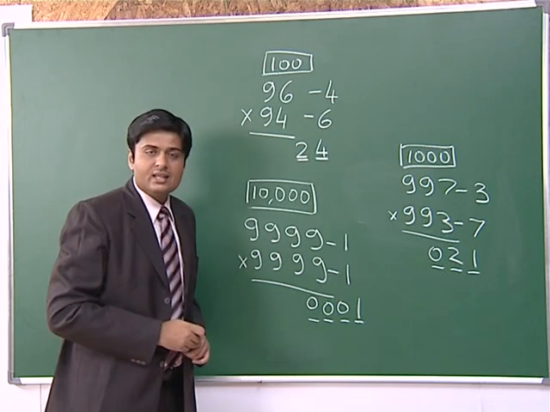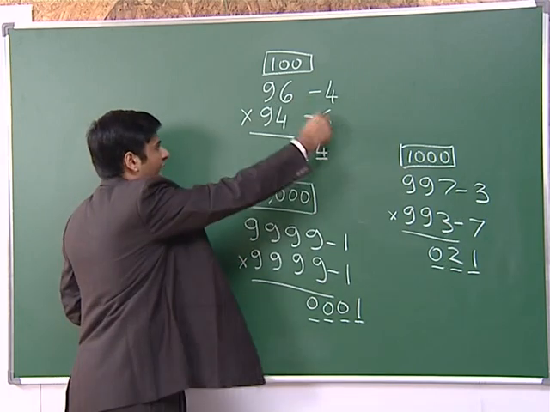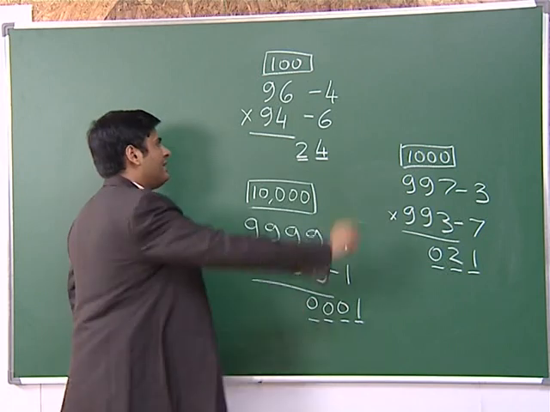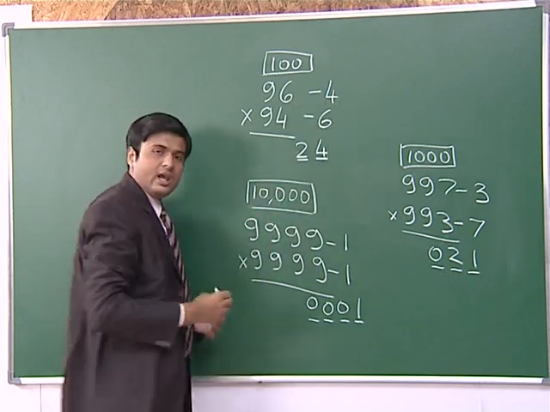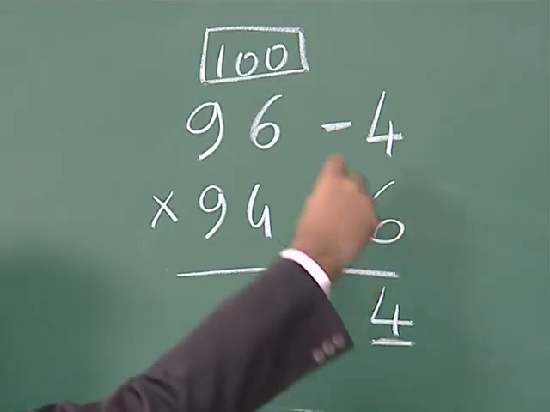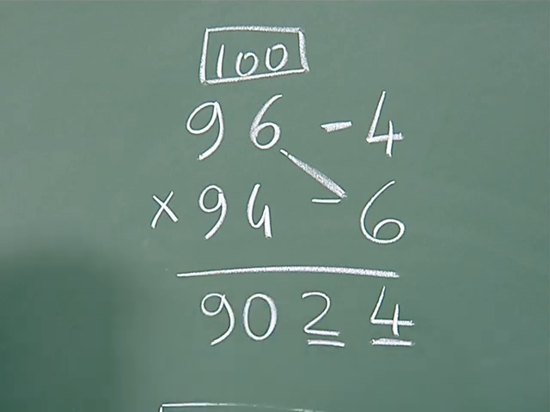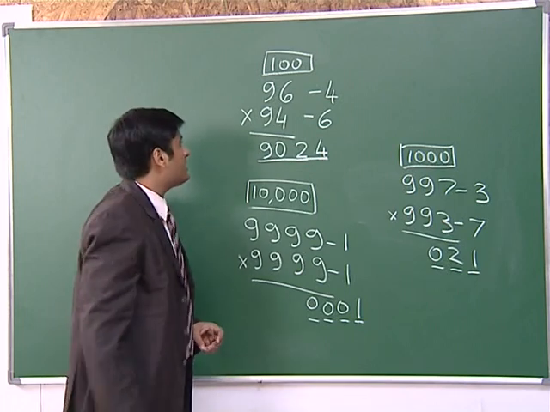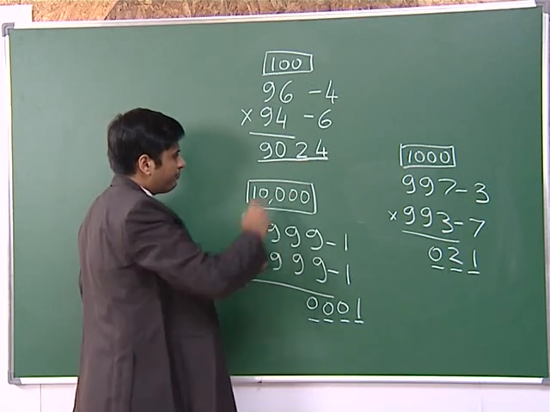And the last step says find the cross answer. We can take like this also, or we can take like this also. In both the cases, we will get the same answer. Let us see how that is done. Here, 96 minus 6 will give me 90, or I can take cross like this, 94 minus 4 will give me 90. My answer is 9024. That means, friends, when you multiply 96 times 94, your answer is 9024.